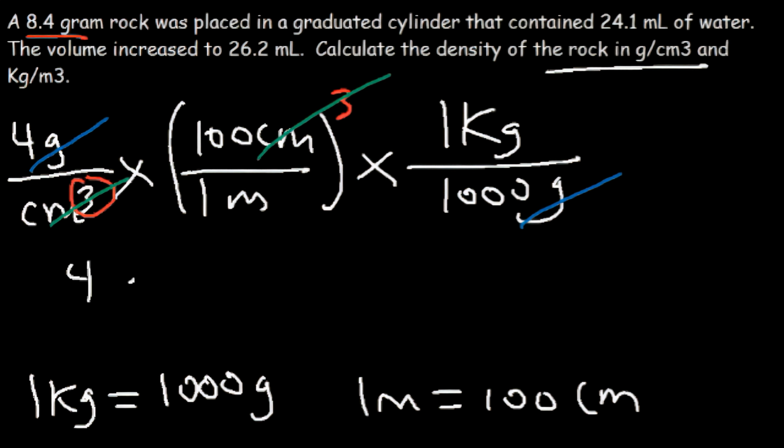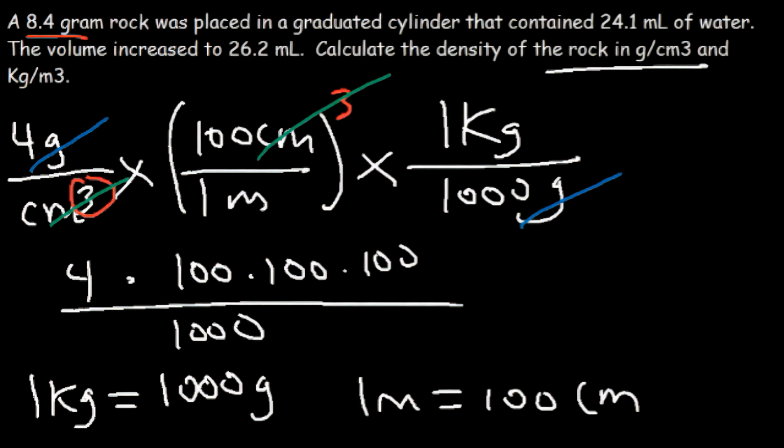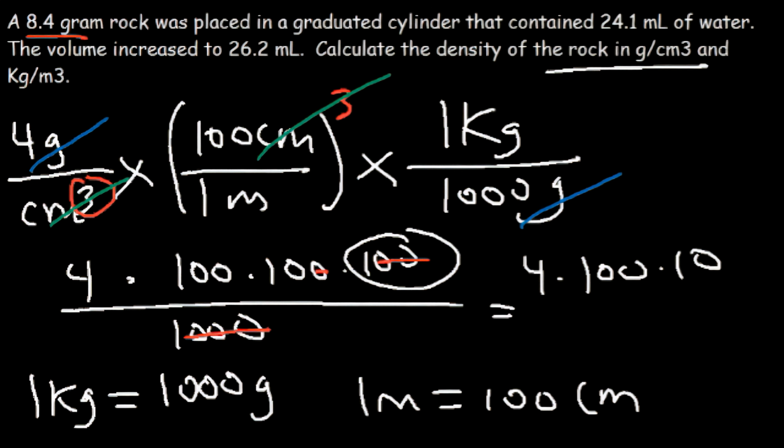So we have 4 times 100 cubed, which is 100 times 100 times 100, and then on the bottom we have 1,000. So we can cancel 3 zeros, and what we now have is 4 times 100 times 10, and this is simply 1, which will not change the value of anything. So 4 times 100 is 400 times 10, that's 4,000. So the answer is 4,000 kilograms per cubic meter.